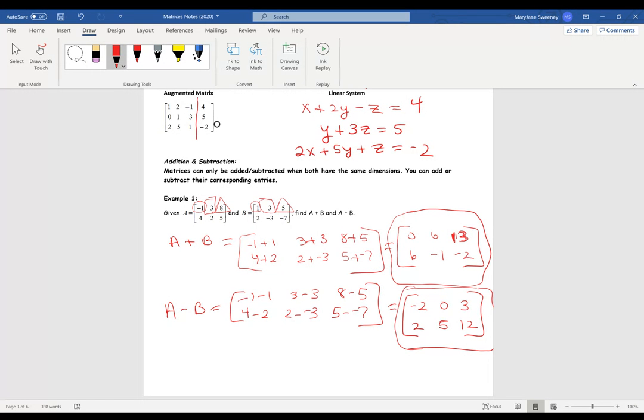If it was matrix B minus matrix A, then you would just need to subtract in that order. You'd have to start with matrix B and then go to matrix A.